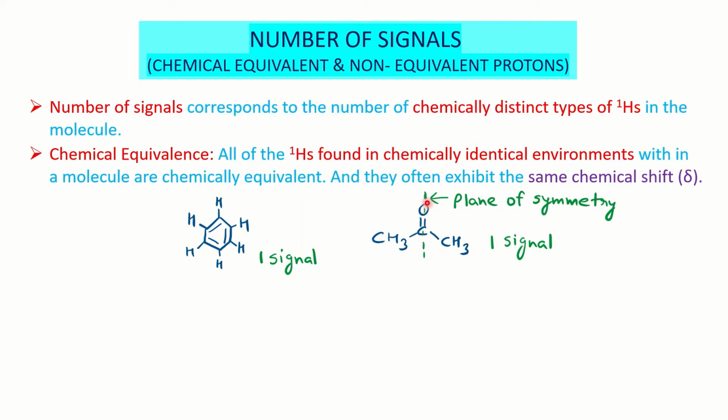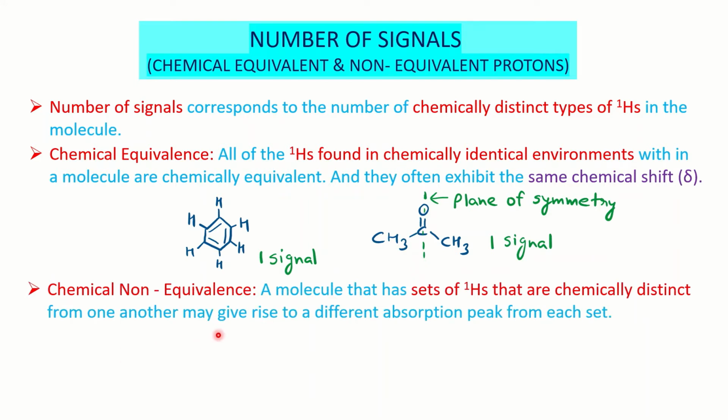Moreover, you have a plane of symmetry with respect to this carbonyl, and if any molecule has a plane of symmetry or axis of symmetry, then the protons are considered to be chemically equivalent protons. Now, chemically non-equivalent protons means chemically distinct protons, and they will give you separate peaks.